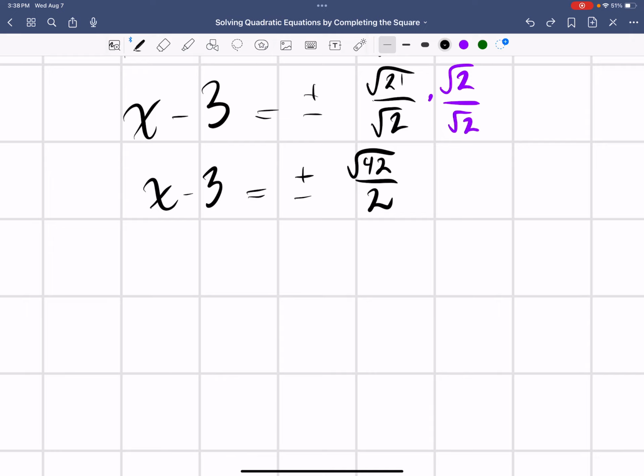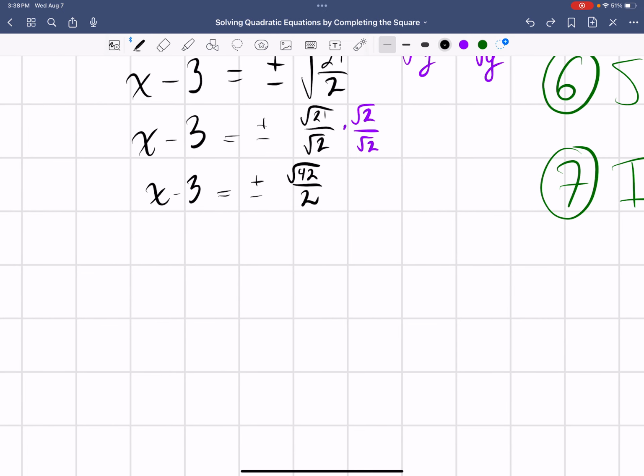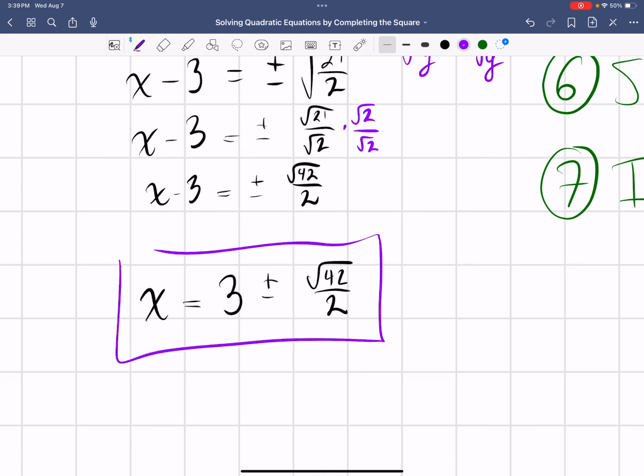So we get x equals, so we add 3, 3 plus or minus root 42 over 2, and that's it. Notice we got two solutions, 3 plus root 42 over 2 and 3 minus root 42 over 2.